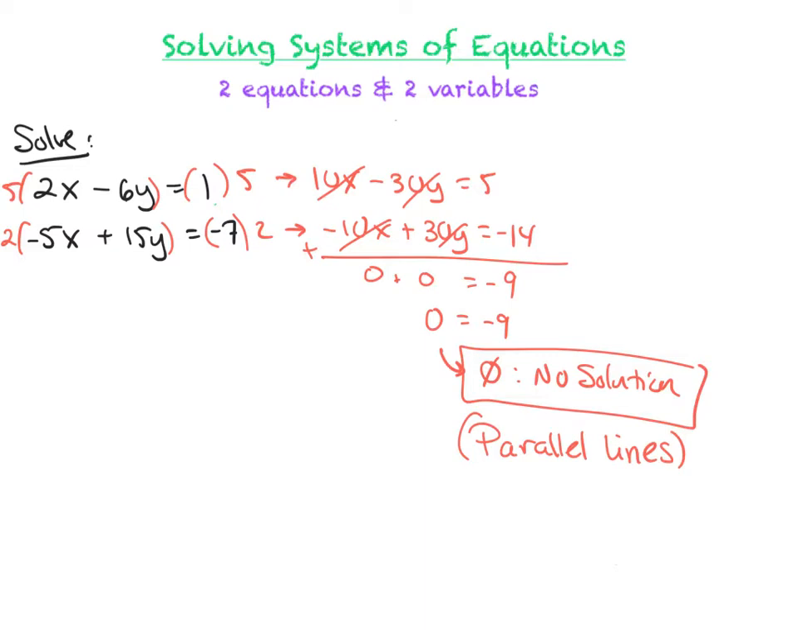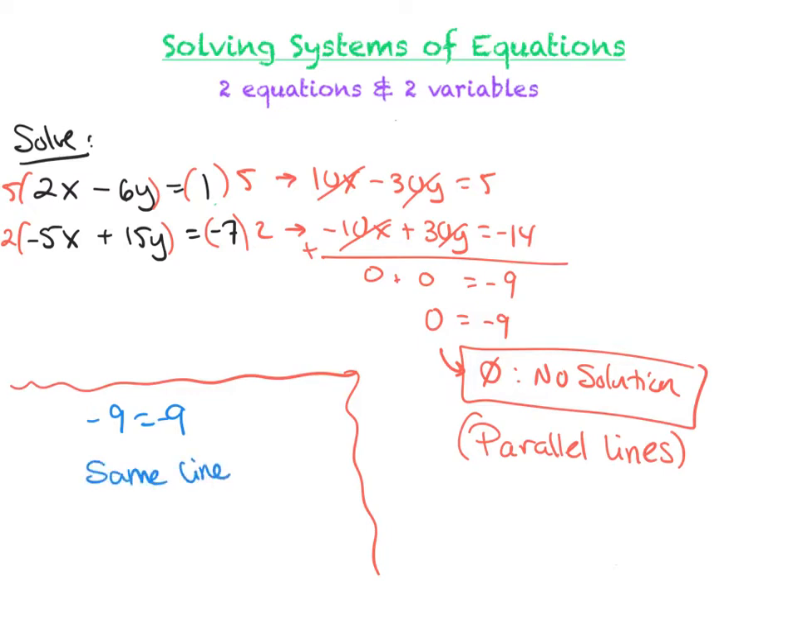If we were to solve these system of equations and say we were to get something instead, like say we got negative 9 equals negative 9, then we would have the same line. You might be tempted, algebra experts, to say that this means we have all real numbers as solutions, but what this really means is that we have just infinite intersection points, or infinite solutions.